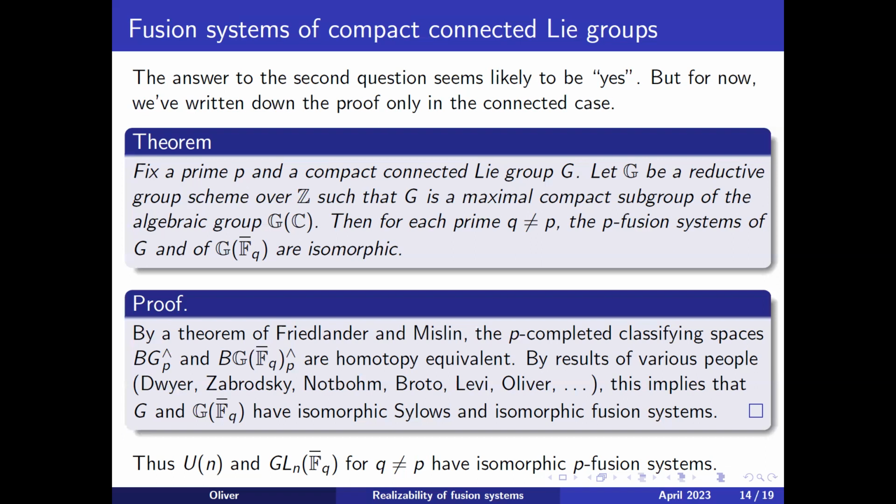And I think there's probably a direct algebraic proof of this, although I've not tried to write it down. But the proof we use uses the Friedlander-Mislin theorem that says that the p-completed classifying spaces are homotopy equivalent. And then a whole bunch of people showed that the p-completed classifying space determines the fusion system. And so that's how we get that their fusion systems are isomorphic.